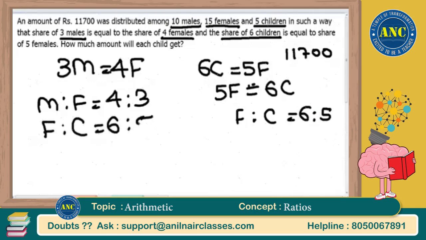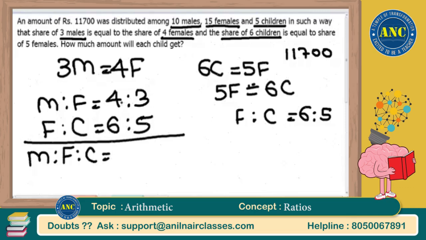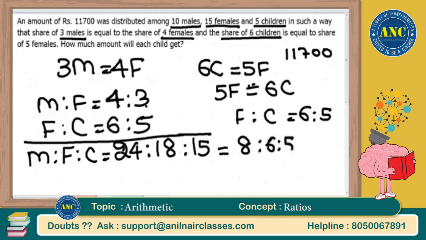Apply the same logic. That means male is to female is to children is 4 into 6 is 24, 3 into 5 is 15, and 3 into 6 is 18. This can be further simplified as 8 is to 6 is to 5, dividing by 3: 3 into 4, 3 into 6, 3 into 5. Now see here. 8 is to 6 is to 5 is the ratio for 1 male, 1 female and 1 child.